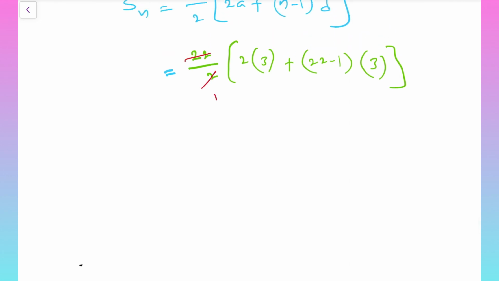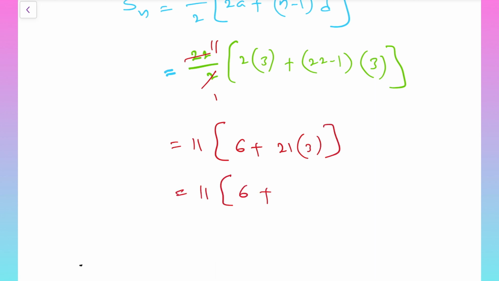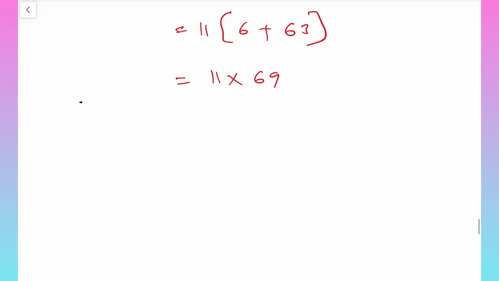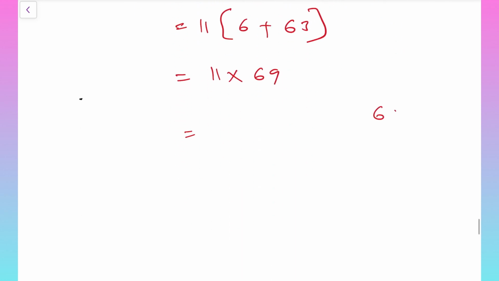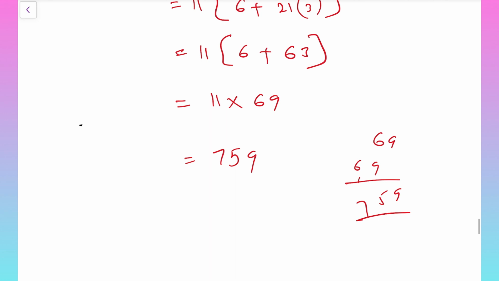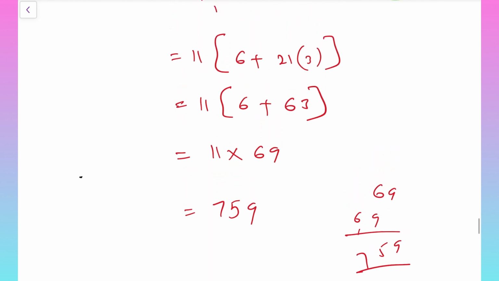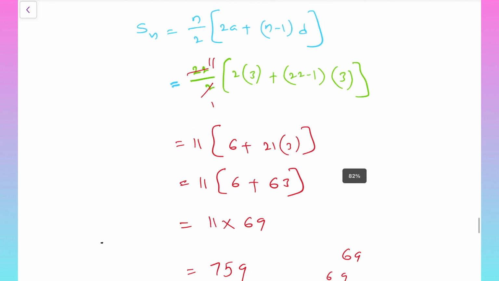2 ones are 2, 11 twos are... 11 into (2 times 3 is 6, plus 22 minus 1, that is 21 times 3). That equals 11 into (6 plus 21 threes are 63). That equals 11 into (6 plus 63, which is 69). So what is the value of 11 into 69? It is 759. So the sum of 22 terms of the given progression is 759.